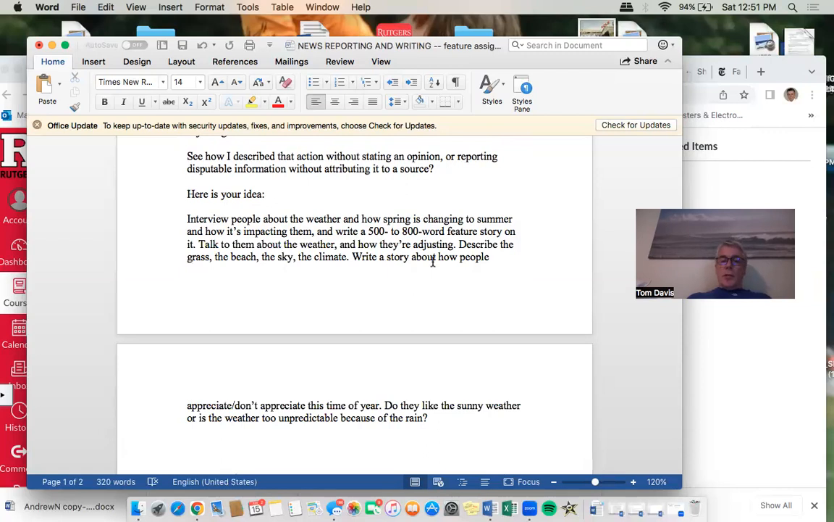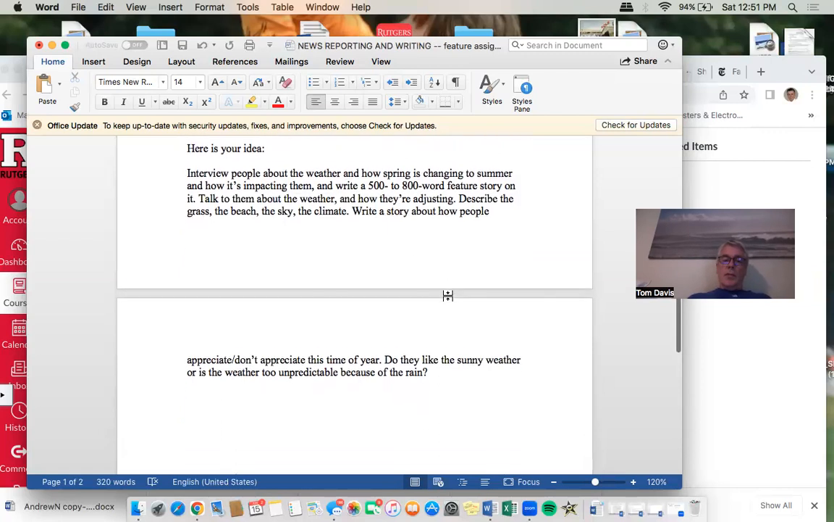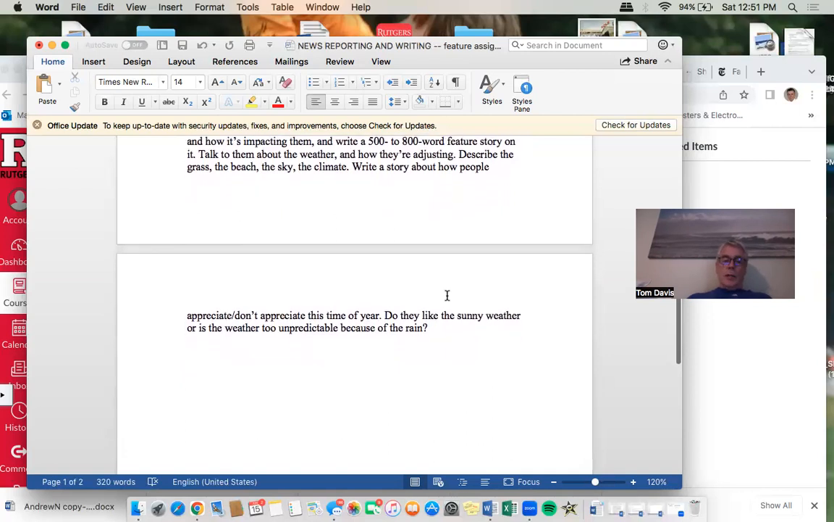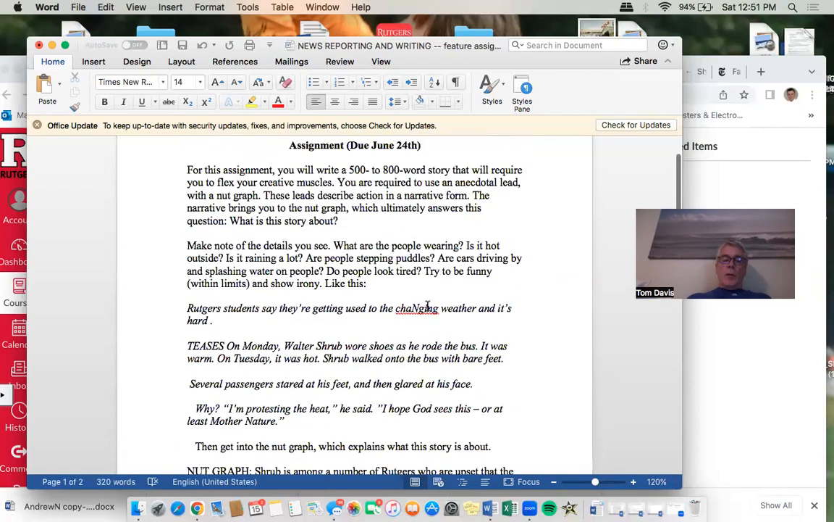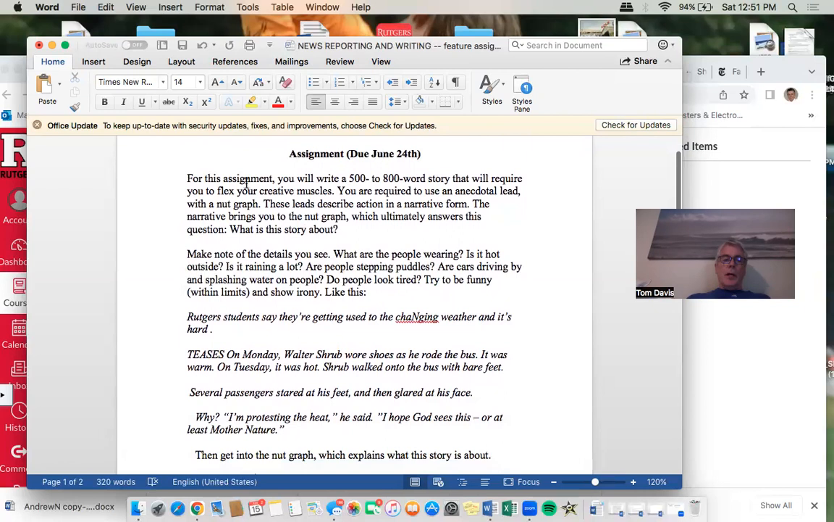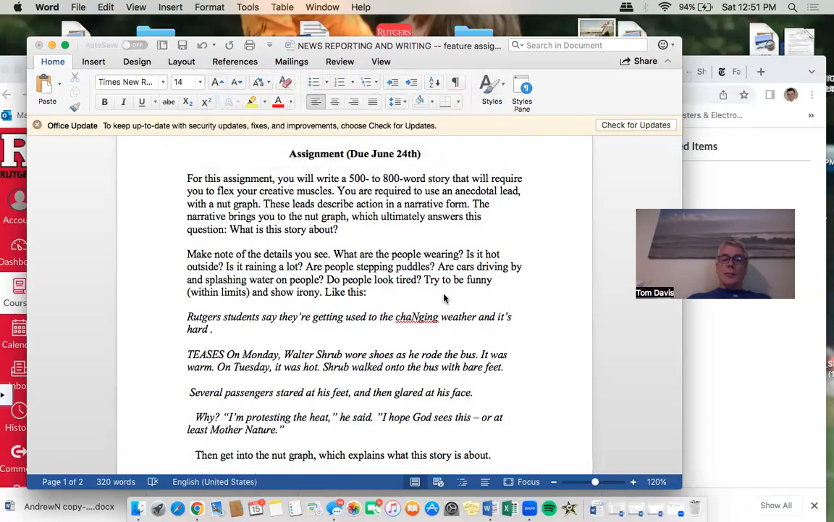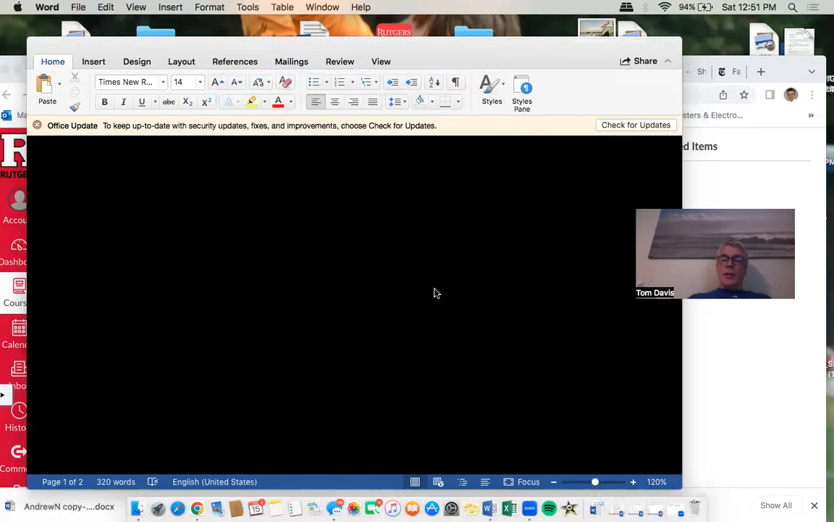Describe the grass, the beach, the sky, the climate. Write a story about how people appreciate this time of year, or don't appreciate it. Do they like the sunny weather? One thing I always put a note in here, and actually I have it right here. Let's get rid of this. I put this actually in the assignment entry itself.